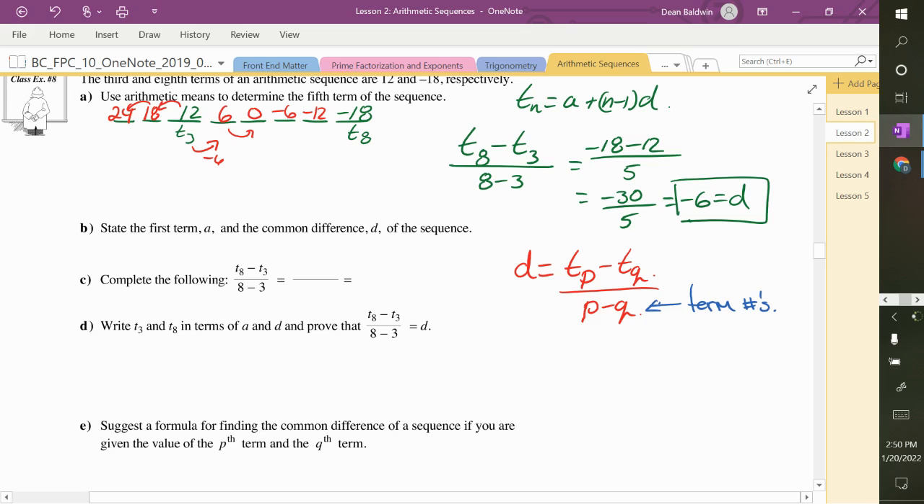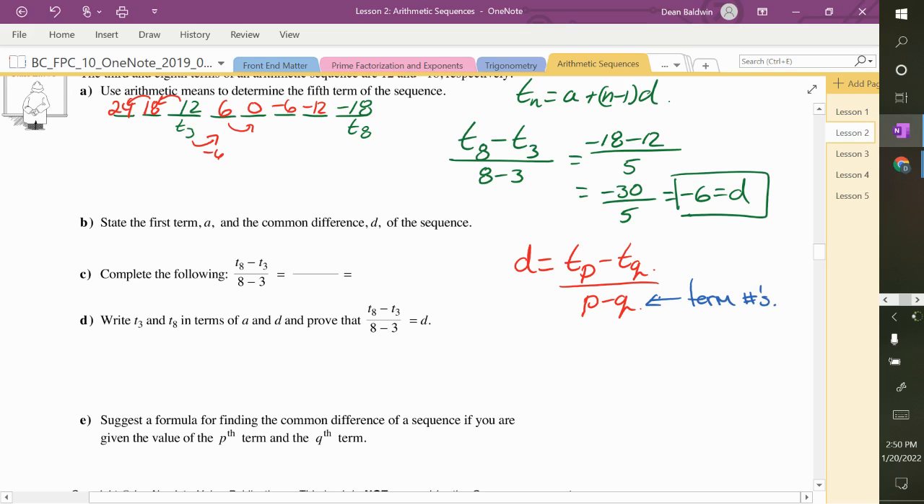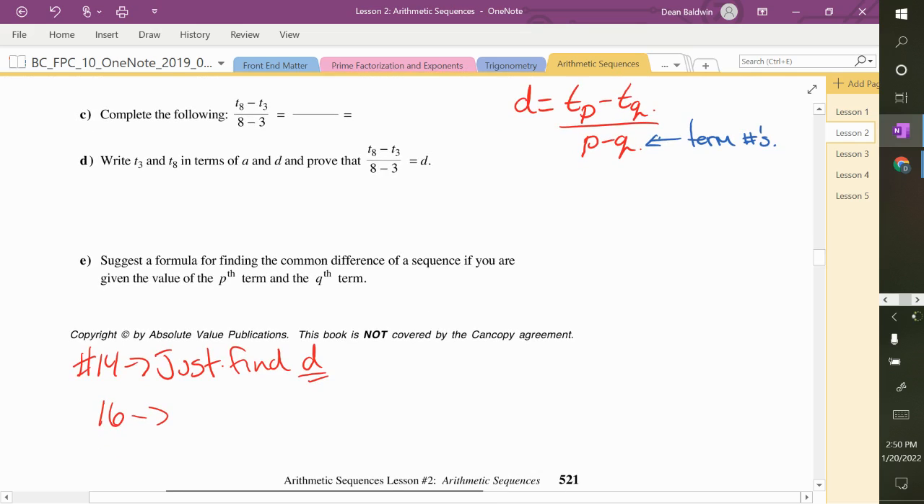I would like you to do, which question was it? Oh, there it is. Number 14, just find d. That's all I'm asking you to do. Not what they say, just try to find d value. And do number 16, please.